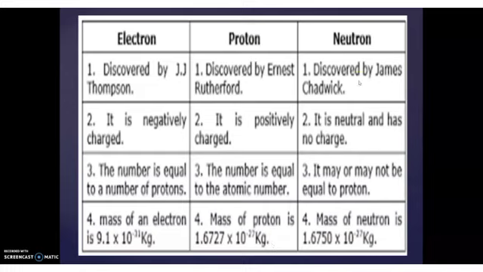And neutrons were discovered by Chadwick. It is neutral and it has no charge. Its number may or may not be equal to the number of protons. The mass of a neutron is 1.6750 into 10 raised to minus 27 kg. It is also almost similar to the mass of the proton. So this is the brief idea about subatomic particles. We'll see the atomic model in the next class.